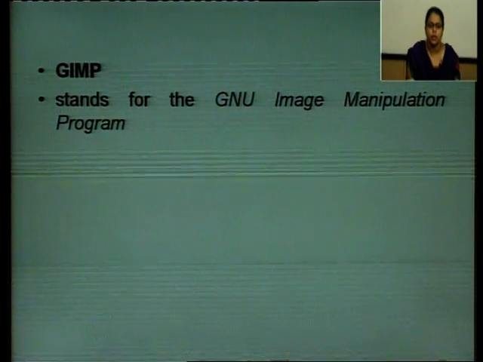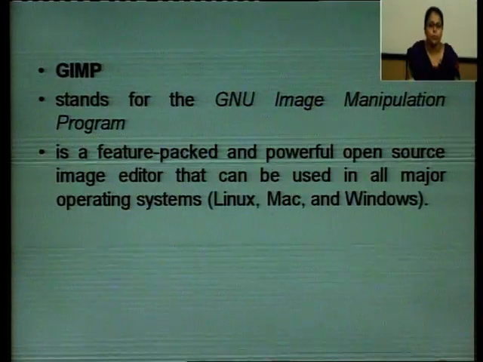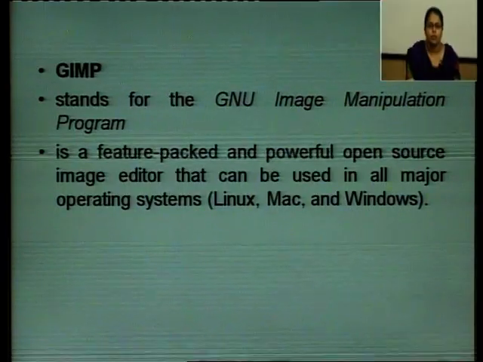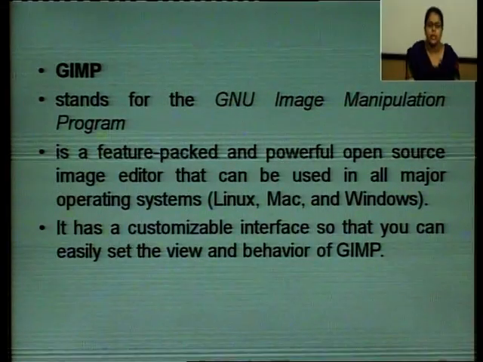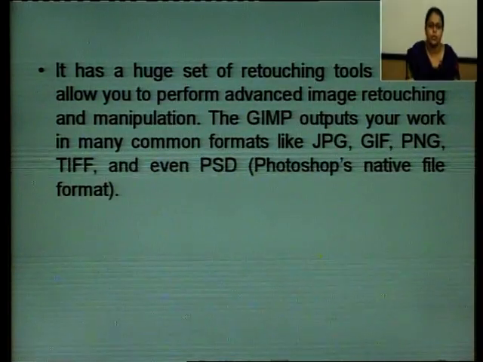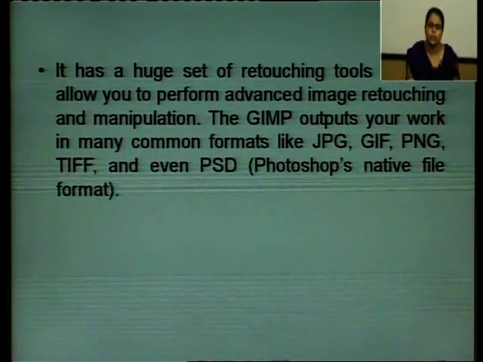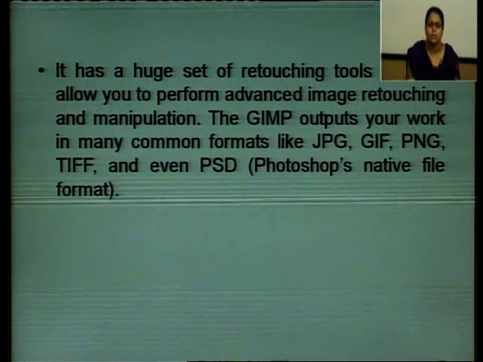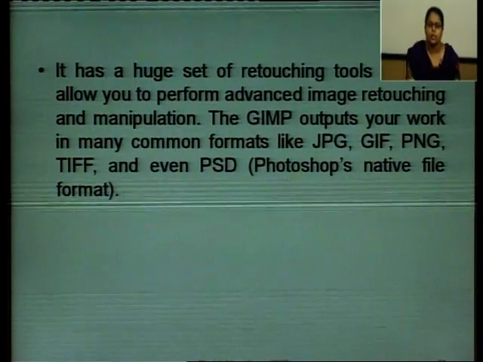GIMP stands for GNU Image Manipulation Program, is a feature packed and powerful open source image editor that can be used in all major operating systems like Linux, Macintosh and Windows. It has a customizable interface so that you can easily set the view and behavior of the editor. It has a huge set of retouching tools that will allow you to perform advanced image retouching and manipulation. It outputs your work in many common formats, that is JPG, GIF, PNG, TIFF and even PSD, which is the native file format of Photoshop.